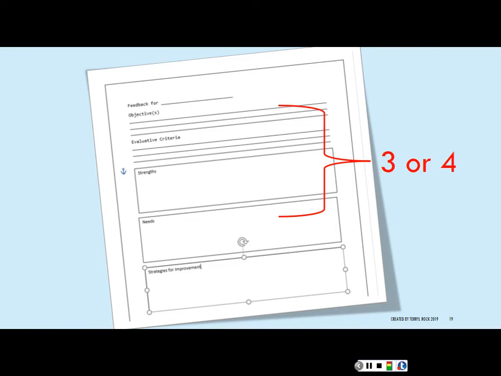So doing this part gets you a 3 or a 4. If you talk about the objectives and strengths and needs, you're going to get a 3 or a 4. But if you talk about the objectives, strengths and needs, and add a strategy, you'll have a 5. So this is one rubric I think is very easy to make a 5 on, because you can plan for it.